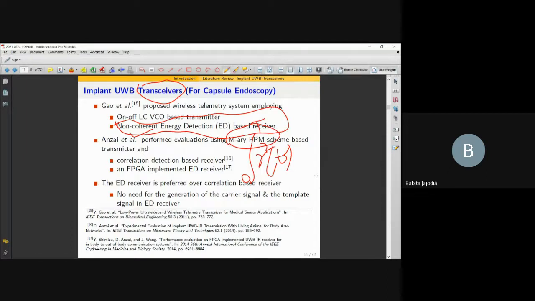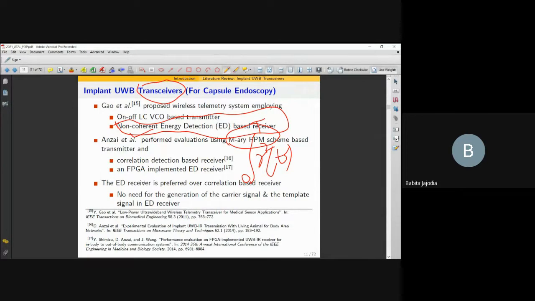Then Anze also performed the evaluation using MAD PPM. The full form of PPM is pulse position modulation. That's somewhat similar to OOK, you can say, but for only 2-ary. So he also used that as well. And please remember this, please note it down: PPM is one of the most important modulation schemes defined by the IEEE 802.15.6 standard.